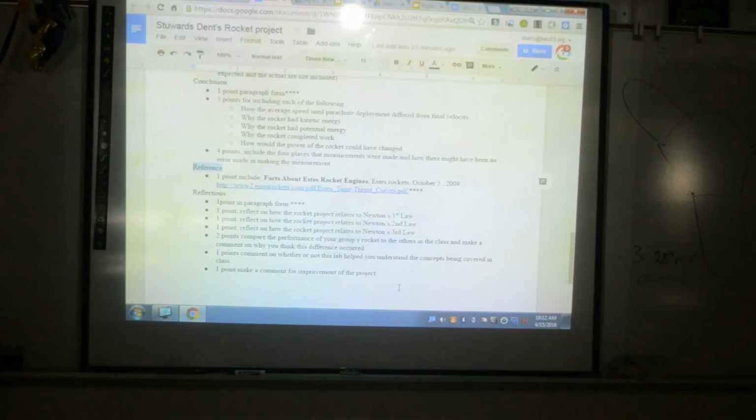Reference is probably going to be one of the easiest parts of the entire project, especially if you're using this template, because really all you need to do is delete this part right there, and you've got it. What you need for reference is a title that says reference, and you need this citation. This citation came from the website that I got the force data for this. That's why we have to include this, because the force data for the engines came from this website.